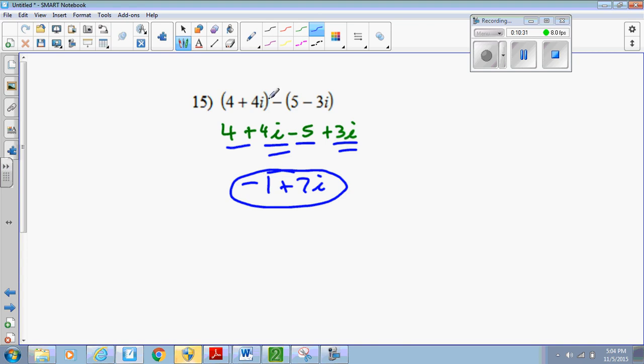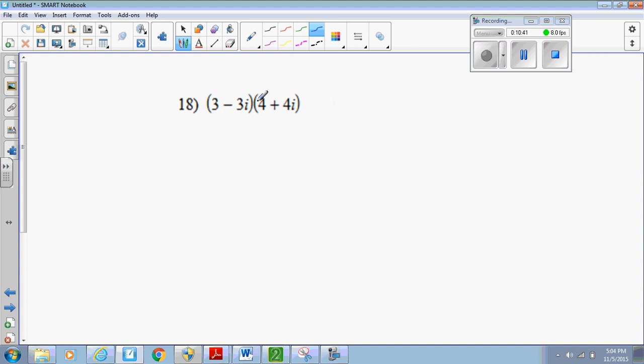So be careful. If there's something inside here, plus or minus, we're just going to add or subtract. We don't have to worry about FOIL. This one here, there is nothing in between, so now we are going to multiply, or we like to think of it as FOIL. 3 times 4, that's 12.